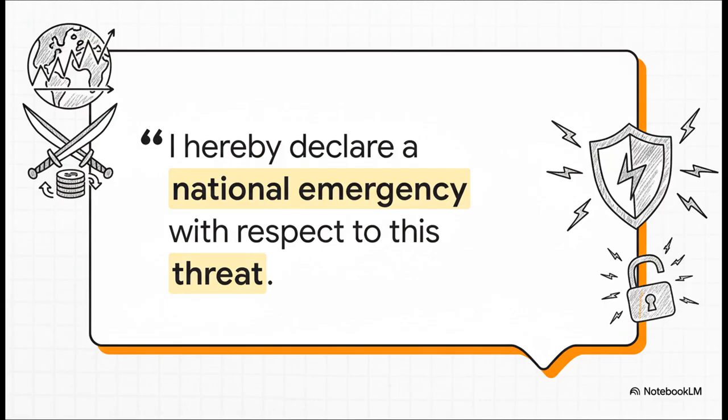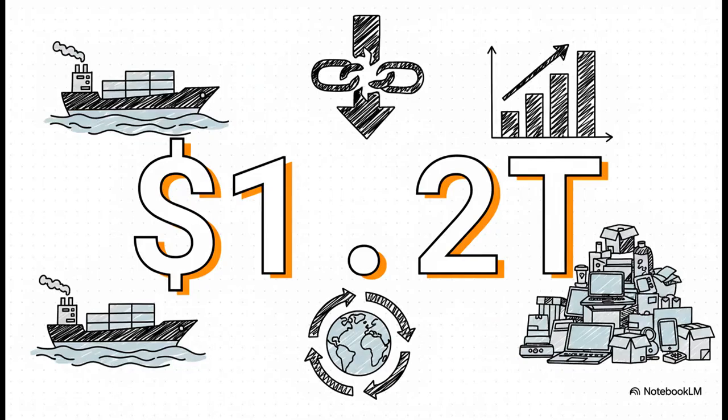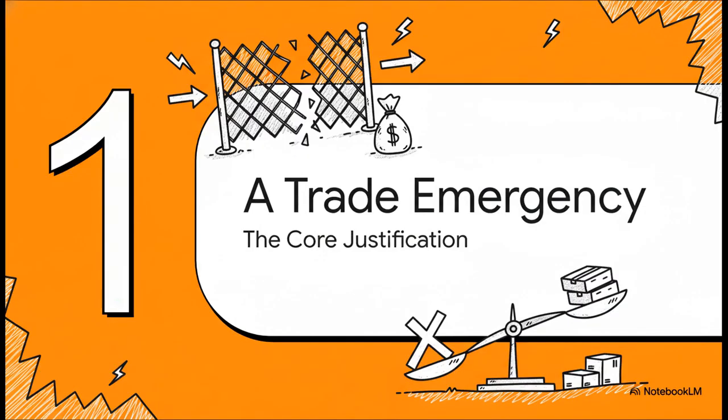It kicks right off with this incredibly powerful declaration of a national emergency. I mean, that's about as urgent as it gets in government language. So you have to ask, right? What's the threat that's so big it justifies a move like this? Well, according to the order, that threat has a number, and it's a big one, $1.2 trillion. That's the size of the U.S. goods trade deficit for 2024. And this document basically says that huge number is the root of the problem this whole policy is trying to fix. So that brings us to the first big idea here.